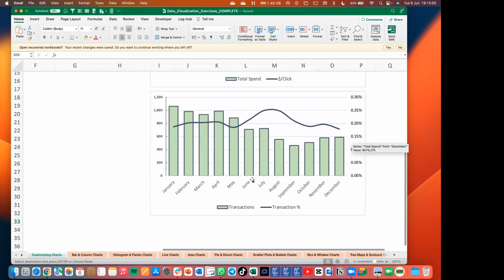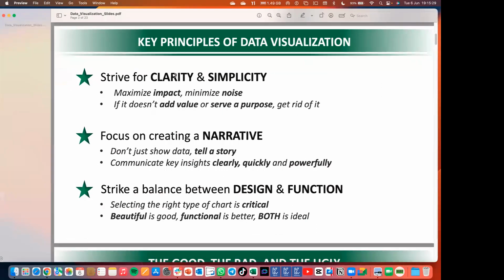Still the same thing here. When you look at it, you can tell that this graph is showing a trend by month, even though they haven't told you what it is showing. But at least we have legends here showing transactions, showing transaction by percentage. Automatically, you know what the graph is talking about. So that's what they are telling us here.